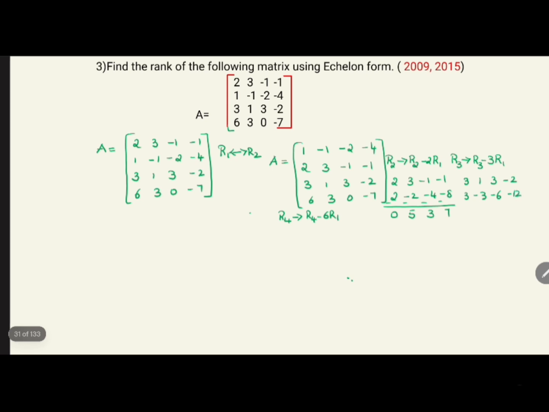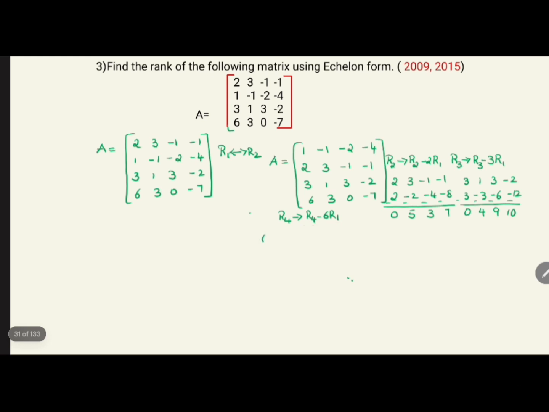Minus 12. 3 4 is 12. Okay, so subtract these elements. 3 minus 3 is 0. 1 plus 3 is 4. 3 plus 6 is 9. And this is 10. Now, coming to the third row operation, that is R4 minus 6R1.